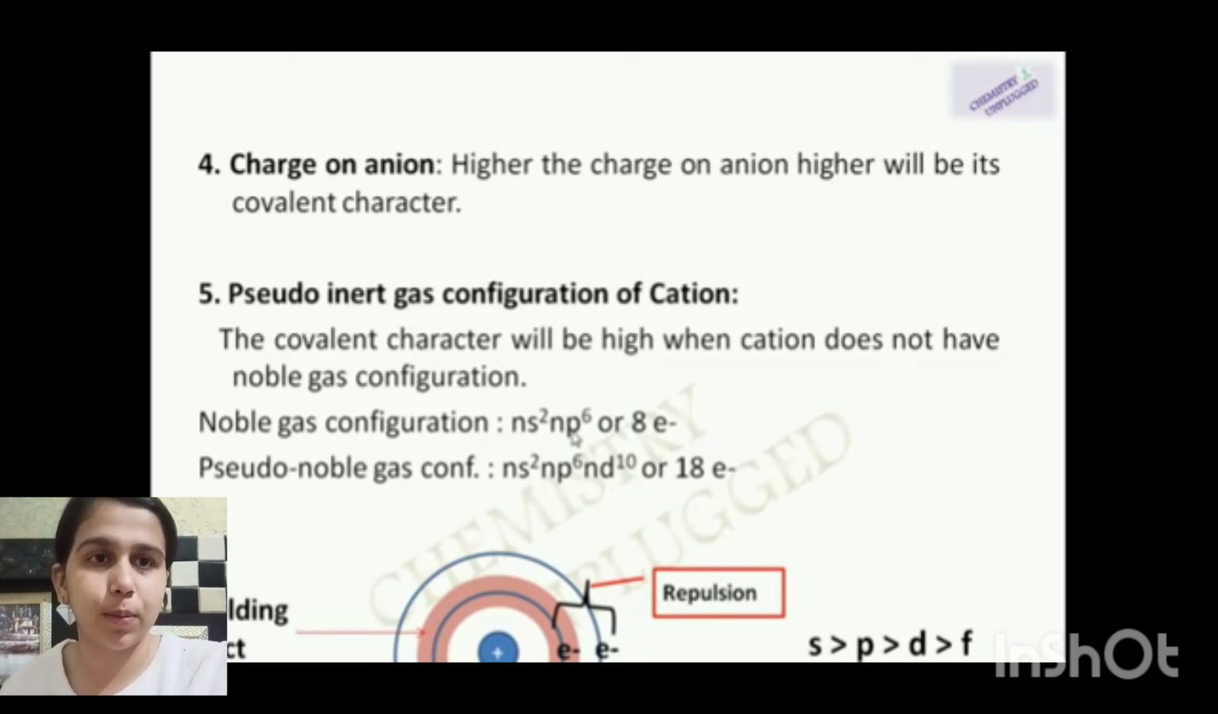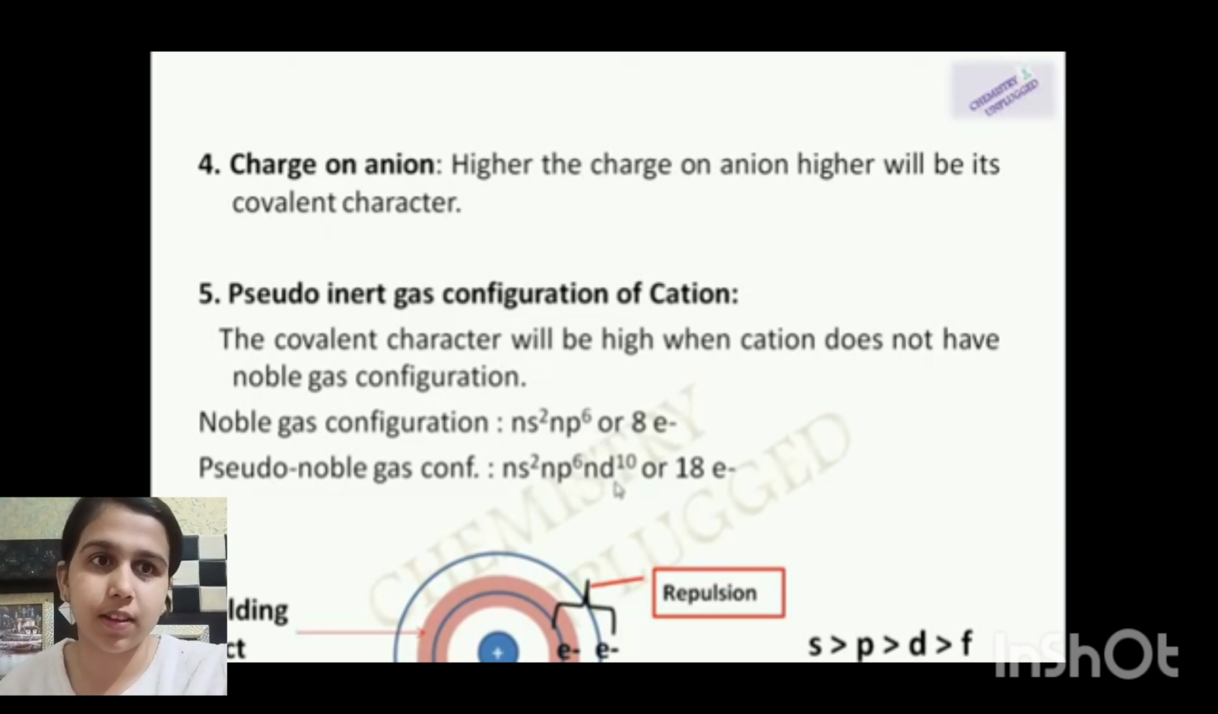Or you may say that noble gas configuration has a closed outermost shell and it shields the nuclear charge more effectively. Thus, a cation with noble gas configuration has less power to polarize an anion, because these s and p electrons have more shielding effect. So there is a smaller effective nuclear charge.